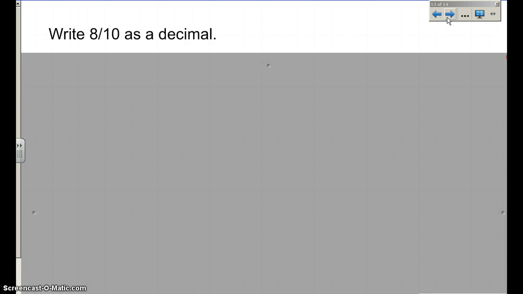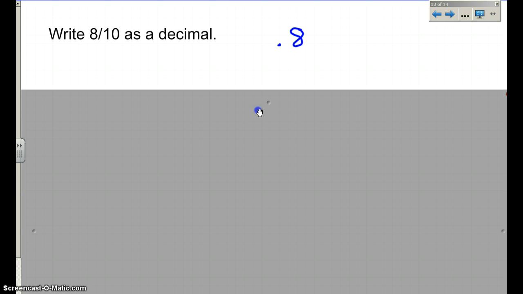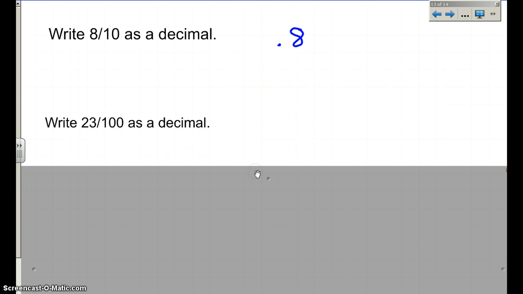I have 3 problems that we are going to do. I want you to write these. Write 8 tenths as a decimal. So I am going to write 8 tenths. Tenths is the first decimal. That's the first place number. 23 hundredths as a decimal. So I'm going to write decimal point 23. That would be 2 tenths, 2 rods, 3 squares.